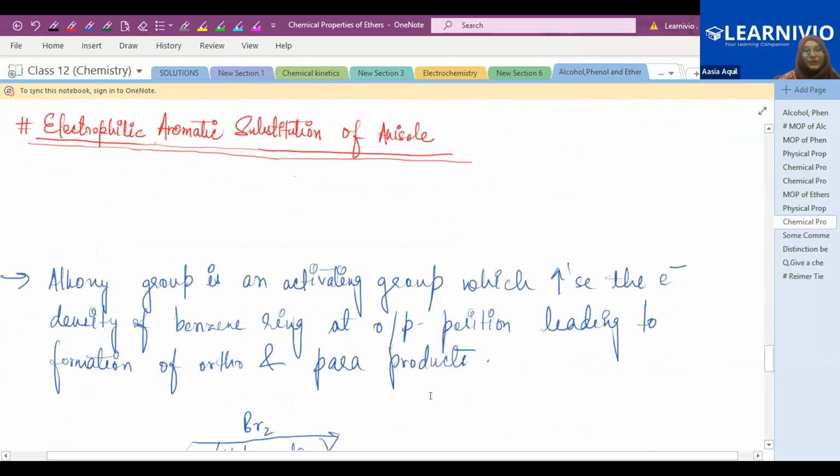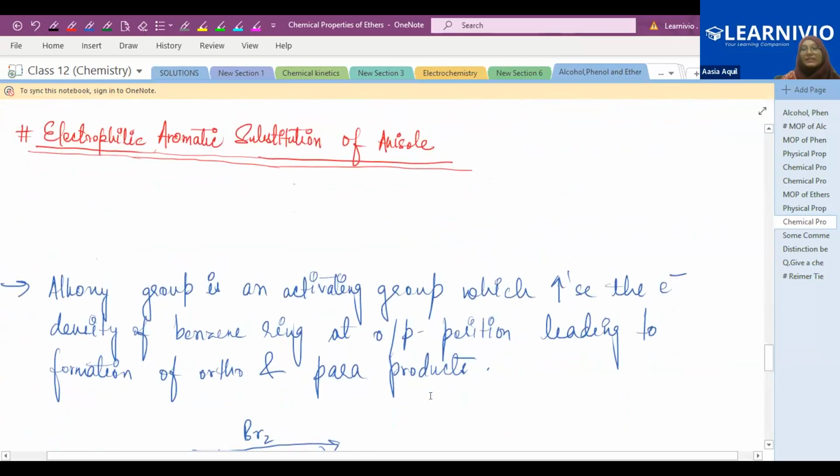The next reaction is electrophilic aromatic substitution reaction of anisole. Now the question is, what is anisole? Do you know what is anisole, Safrina? No? Okay, see, this is a benzene ring. And when an alkoxy group, what is an alkoxy group? Alkyl group, CH3, methoxy group basically. This methyl group with this oxygen. When this methoxy group is attached to the benzene ring, this is anisole. This molecule is known as anisole.